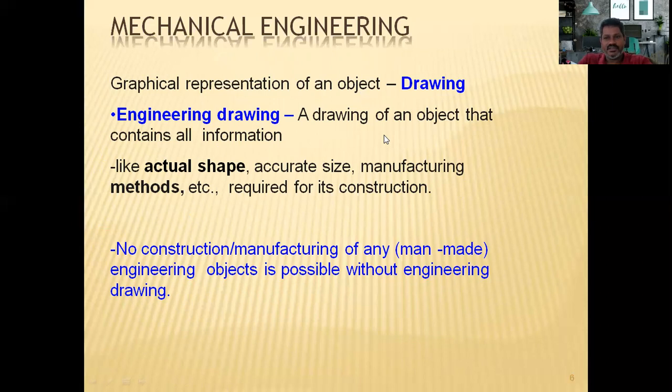Okay. So when it comes to engineering drawing, because we are specifically sticking to engineering drawing, every drawing of an object must contain all the information. Now, information means its length, width, height, surface roughness value. Every surface has some surface roughness values, meaning irregularities. Then what exactly the shape, accurate size, manufacturing method. Even the drawing must have the manufacturing method. So no construction or manufacturing of any engineering objects is possible without engineering drawing.